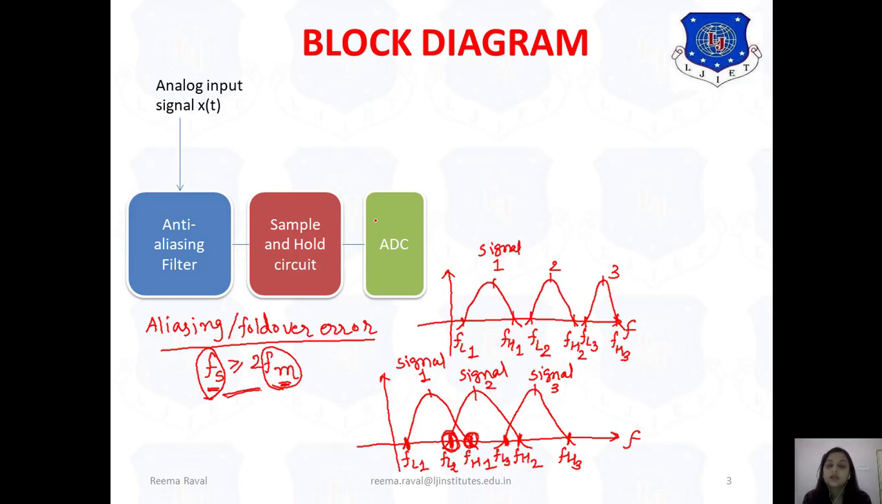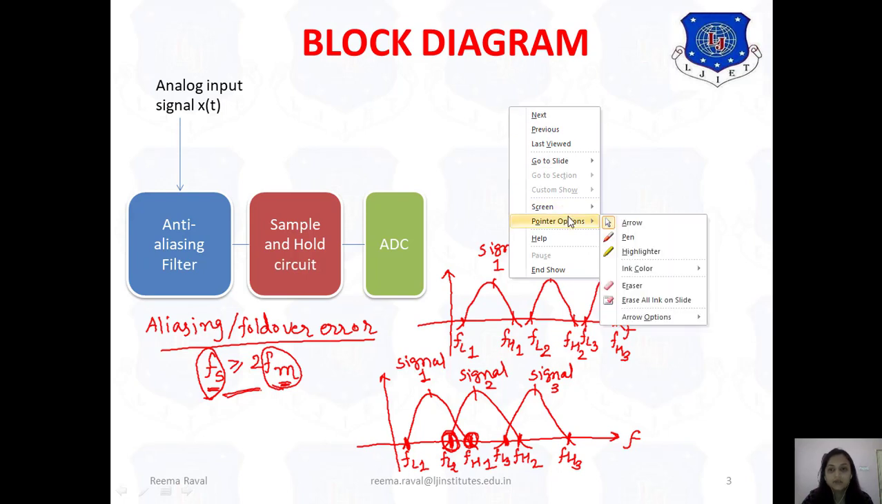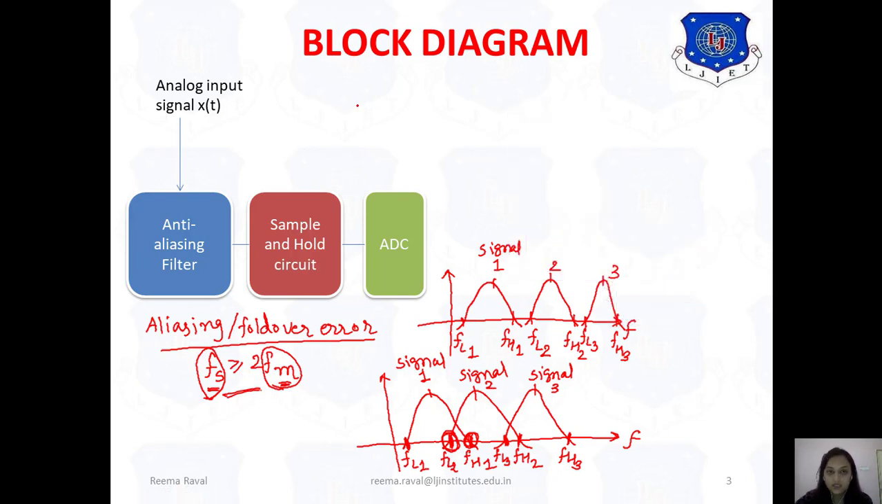Why do we require this? Because whatever signal we are receiving is in the form of an analog signal, right? To process it further, we need to convert it into digital form so that the digital signal processor can understand that signal. Now, to convert any analog signal into digital form, there are three basic operations. The first one is sampling. The second one is quantizing, and the third one is encoding.